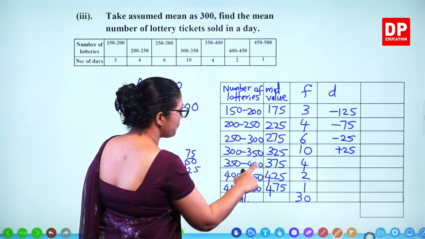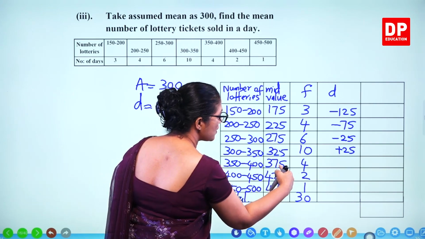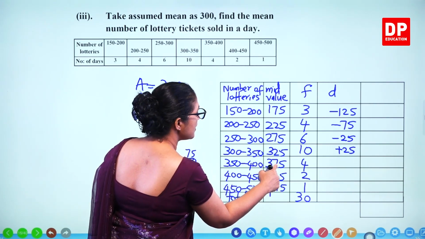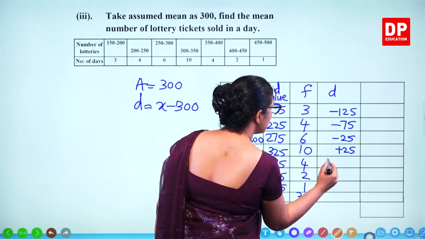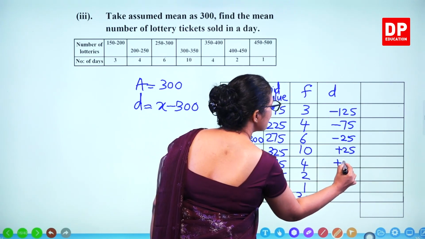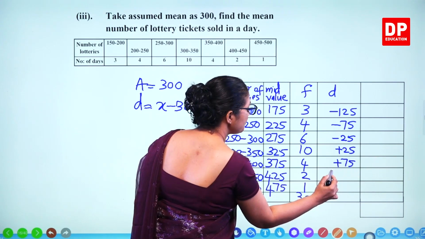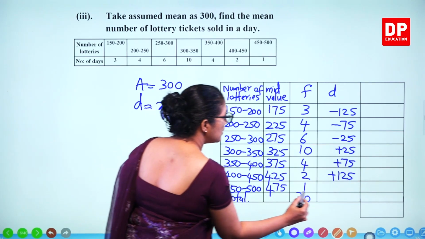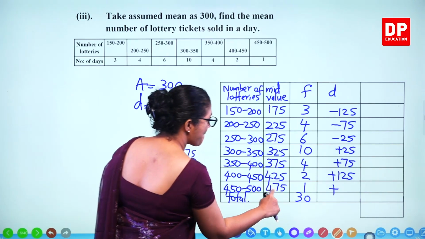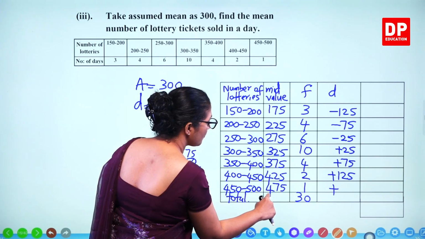This one, the other way around, positive side. So when you subtract 300, this is plus 75, plus 125 and here plus 175.